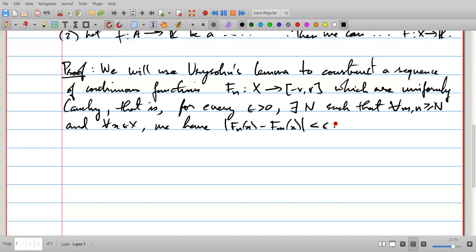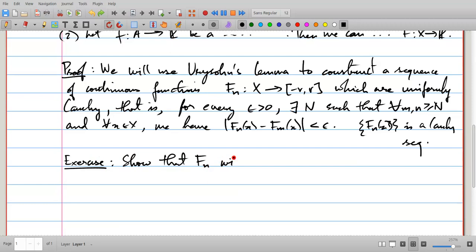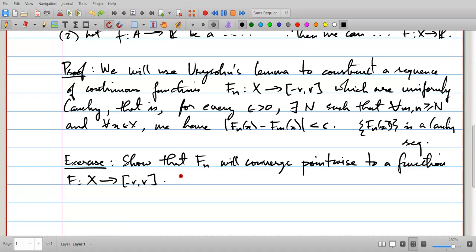So in particular, this means that f_n(x) is a Cauchy sequence. So pointwise, all of these converge to a capital F, and so there's an exercise. This statement is left as an exercise: show that f_n will converge pointwise to a function f from X to [-R, R], and then show that f is continuous.